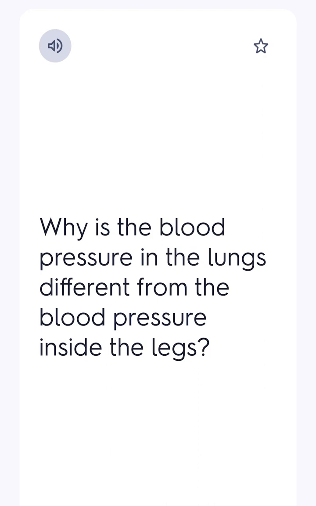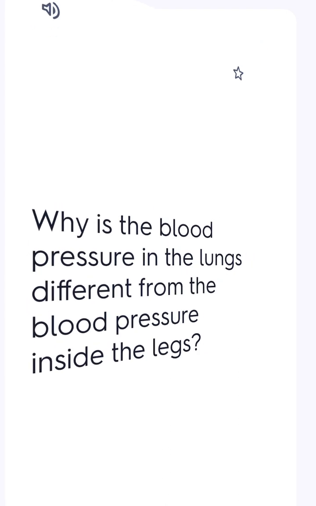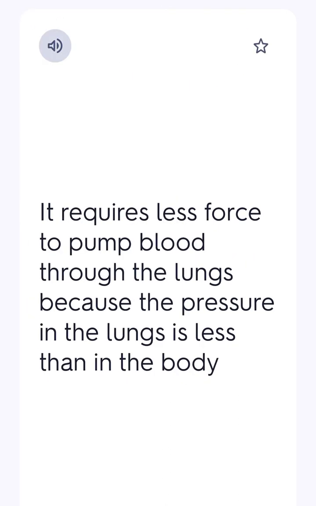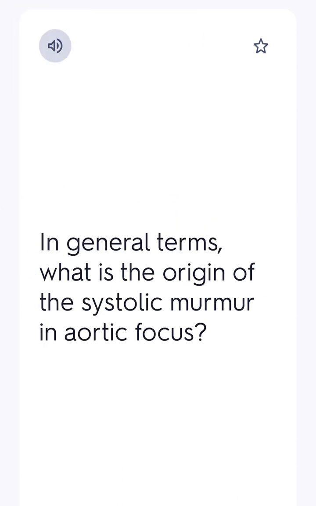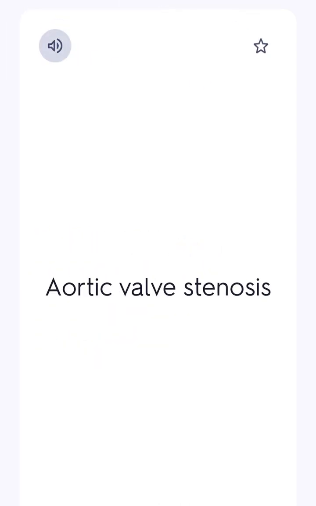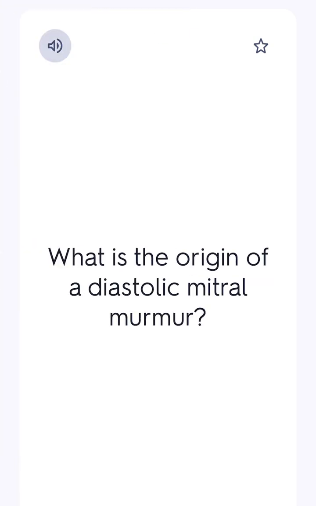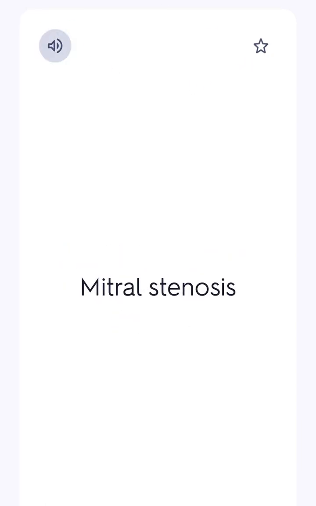Why is the blood pressure in the lungs different from the blood pressure inside the legs? It requires less force to pump blood through the lungs because the pressure in the lungs is less than in the body. In general terms, what is the origin of the systolic murmur in aortic focus? Aortic valve stenosis. What is the origin of a diastolic mitral murmur? Mitral stenosis.